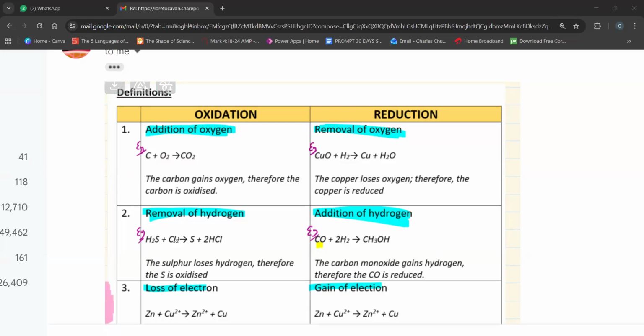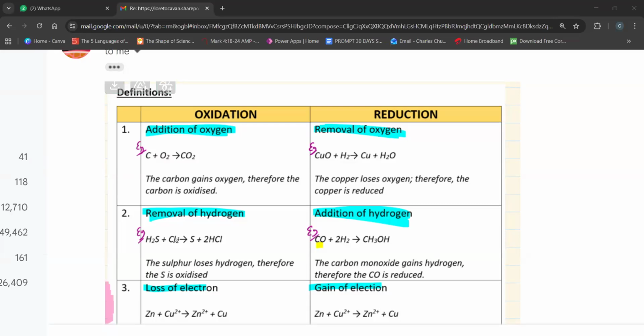Of course, if addition of oxygen is oxidation, then removal of hydrogen will still be oxidation, like the flip side of oxidation. But this time we're referring to hydrogen. And remember, reduction will be the opposite of oxidation, which is addition of hydrogen. But let's look at what is happening there. Hydrogen was removed from hydrogen sulfide.